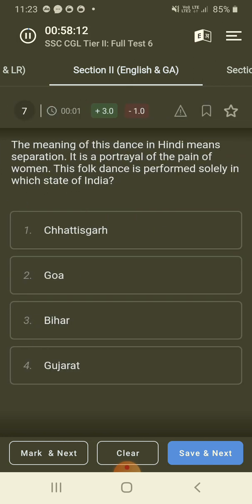The meaning of this dance in Hindi is separation. It is a portrayal of the pain of a woman. This folk dance is performed slowly in which state of India?